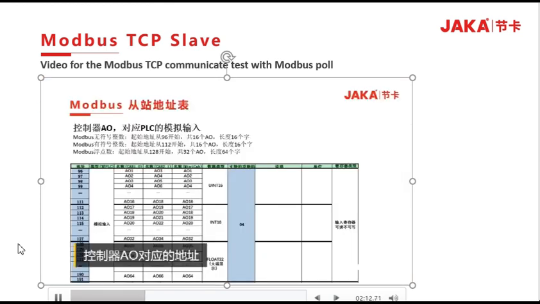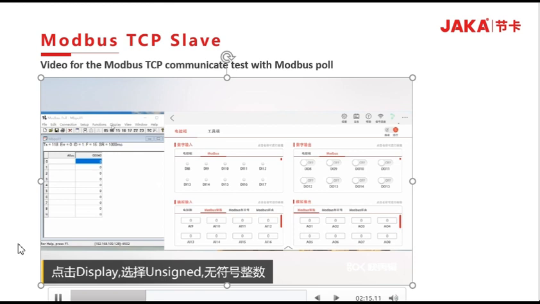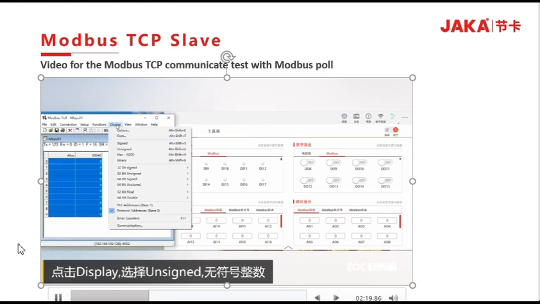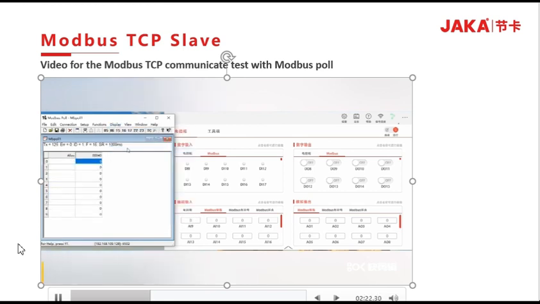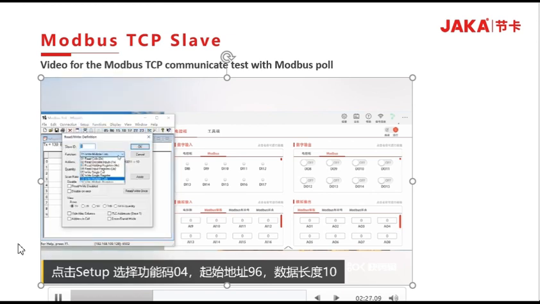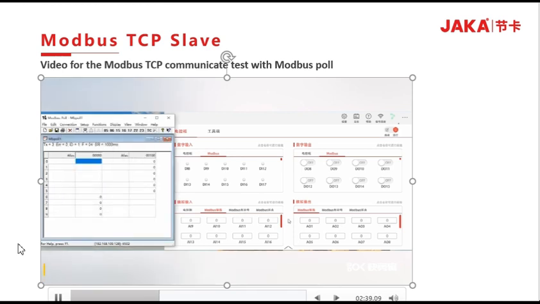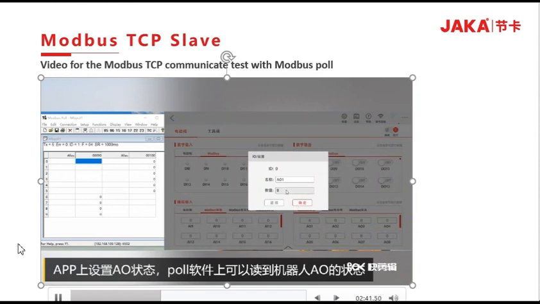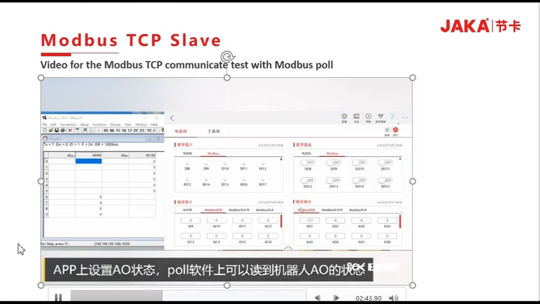Then for the Modbus controller integer, click display. Select unsigned integer. Click setup. Select function code as 04 and starting address as 96 and data length as 10. Then you can finish and click apply. Set the AO status in the software. We could read the AO status from the app.